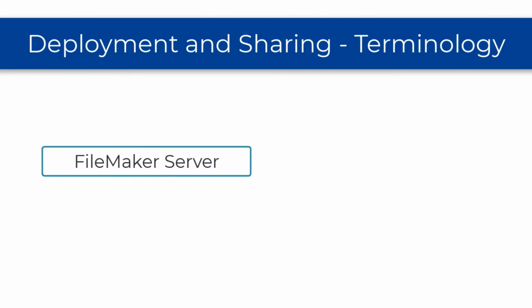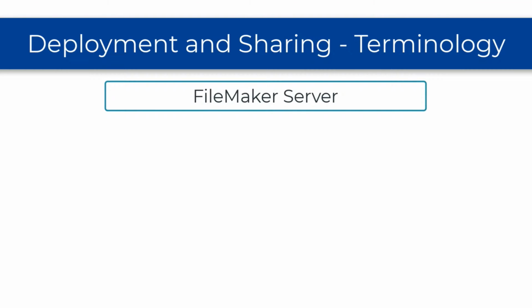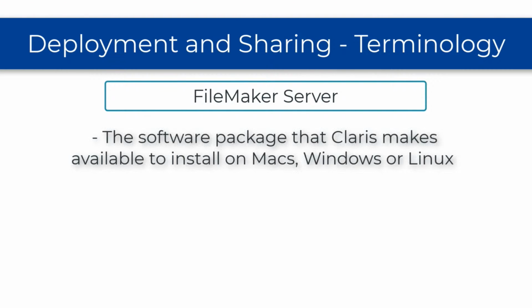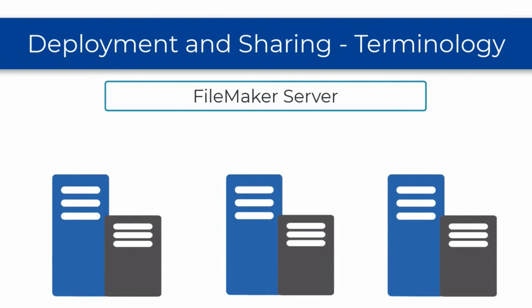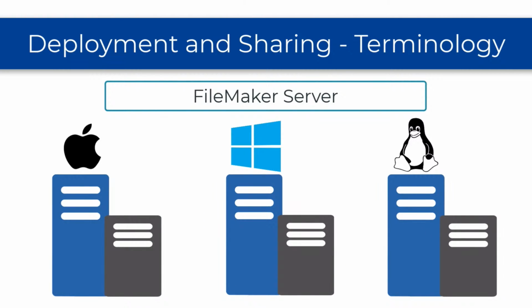Now let's talk about the term FileMaker Server. FileMaker Server, strictly speaking, is the software package that Claris Corporation makes available to install on Mac, Windows, or Linux-based systems. So essentially you have your own piece of hardware, or maybe you have some hardware that's up in a data center. And on that hardware, you have a Mac OS or Windows or Linux operating system, and you would choose the appropriate version of FileMaker Server to install on that hardware.